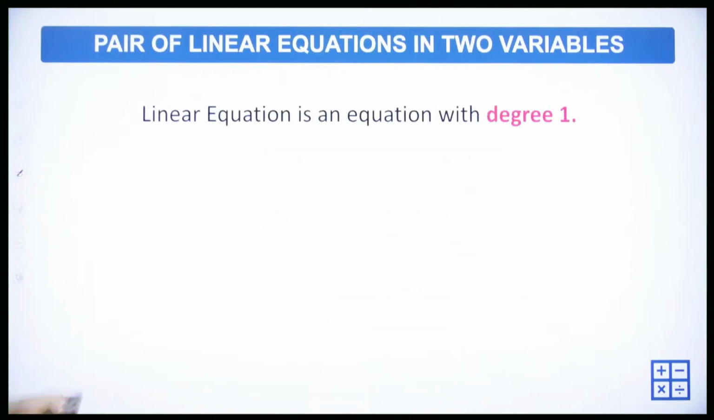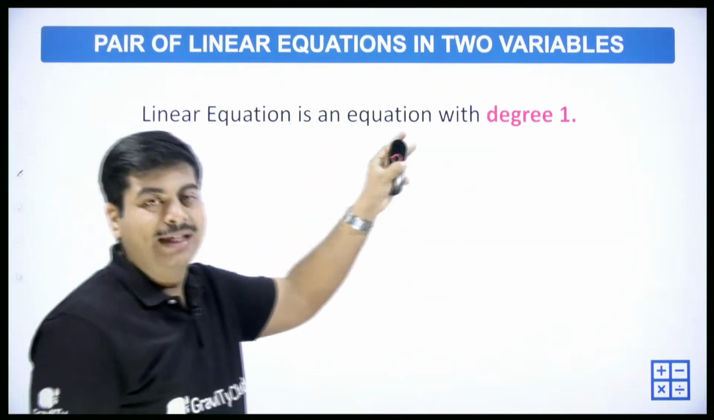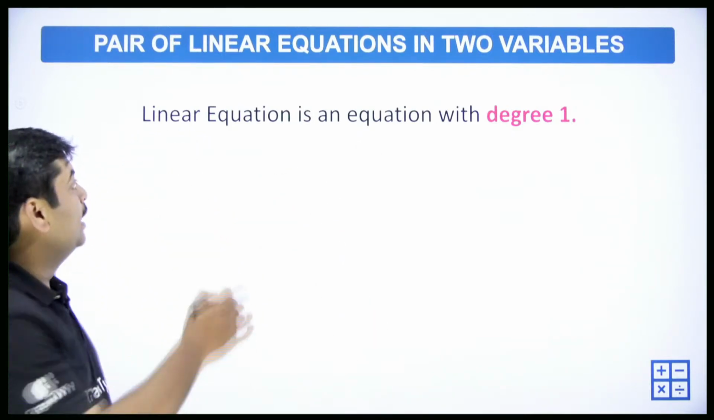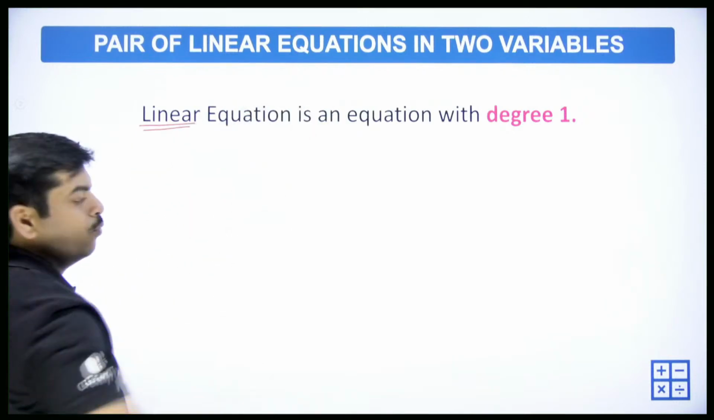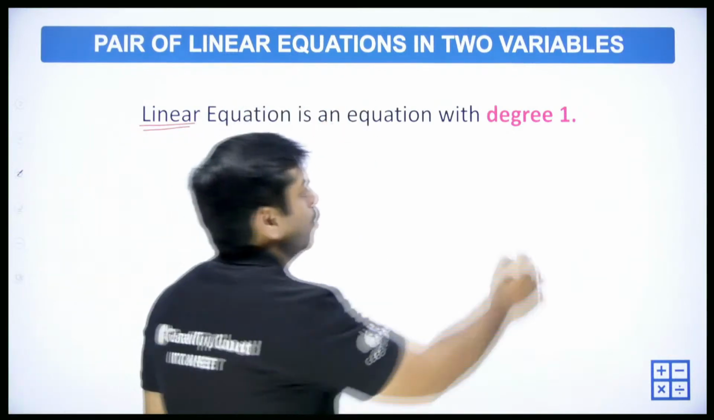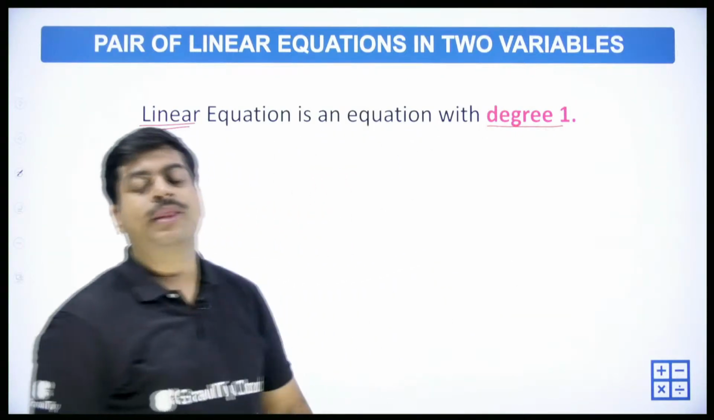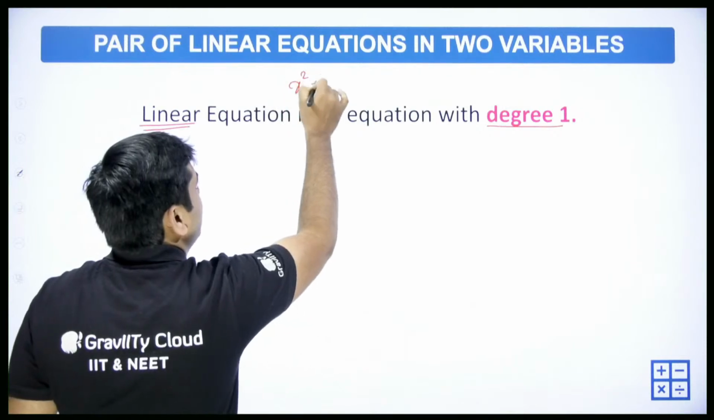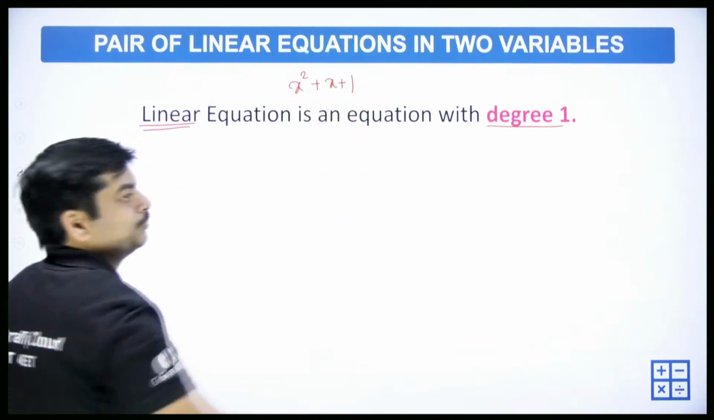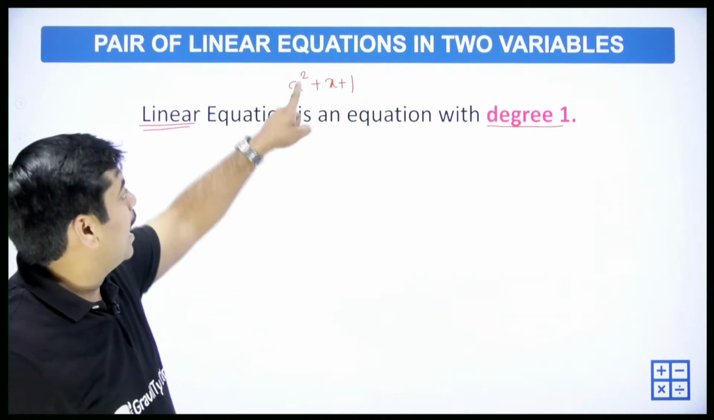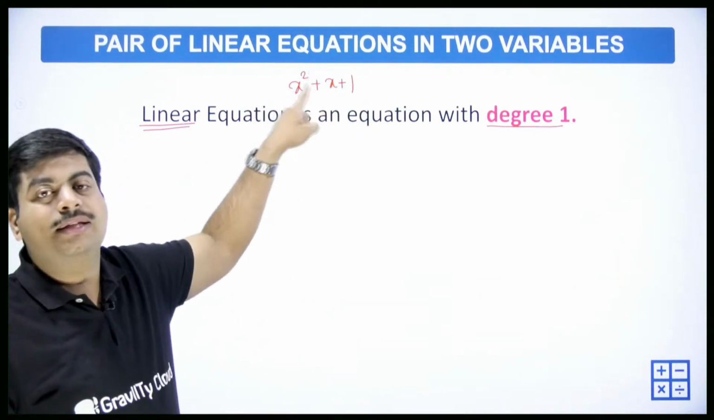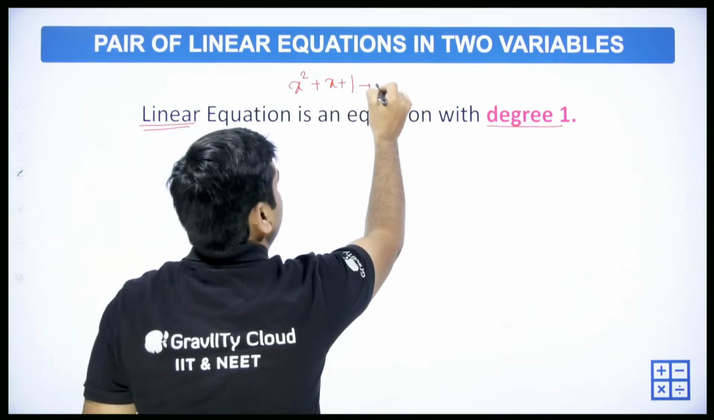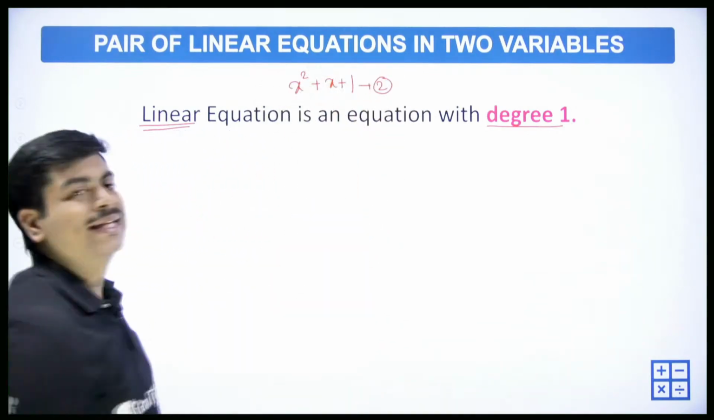Moving ahead, a linear equation is an equation with degree 1. We discussed that in the previous classes, right from your lower classes. Linear means degree 1. What is the degree? See, whenever you have something like x square plus x plus 1, an expression, the highest index of the variable is 2, x square. So the degree of this expression is 2.